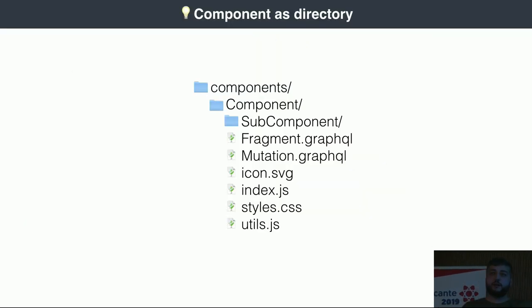The way we structure our components is we use the component-as-directory pattern, where pretty much all our components are a directory, and the file there is always named the same. We are very strict about naming. For example, if a component needs some data from the server, it has to have a fragment file which defines what data you need from the server.